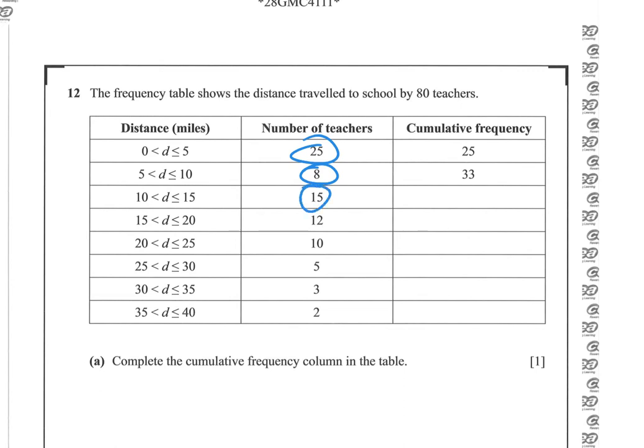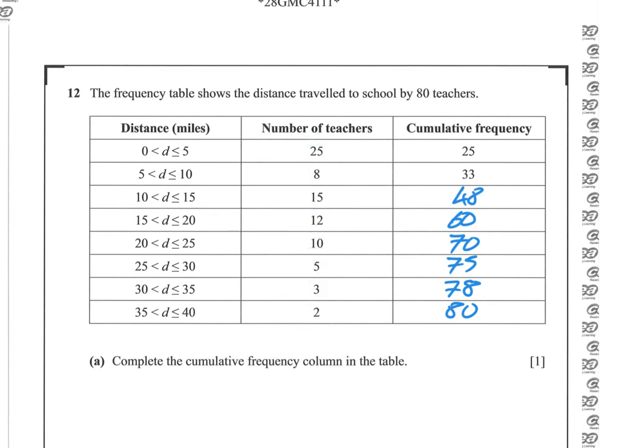So you'll add on the 15 to give you the next one, which is going to be 48. Then add on the 12 to give you 60. Add on the 10 to give you 70. Add on the 5 to give you 75. Add on the 3 to give you 78. And add on the 2 to give you 80. So your cumulative frequency basically is a running total of all the frequencies. So there you have it, filled in.